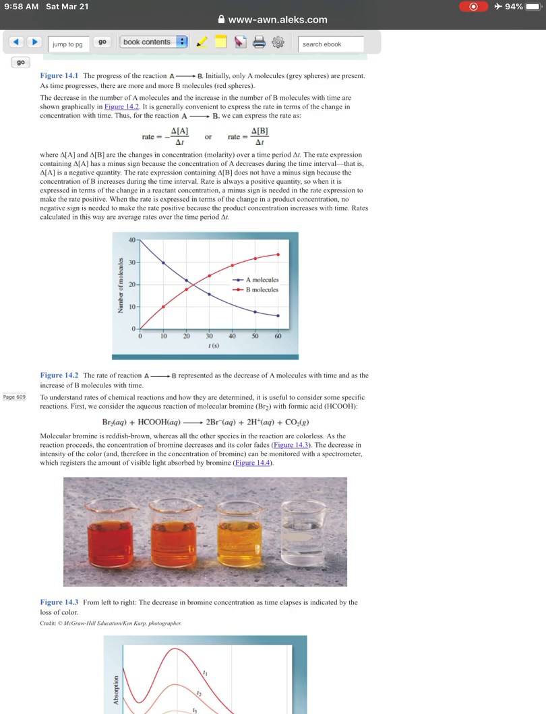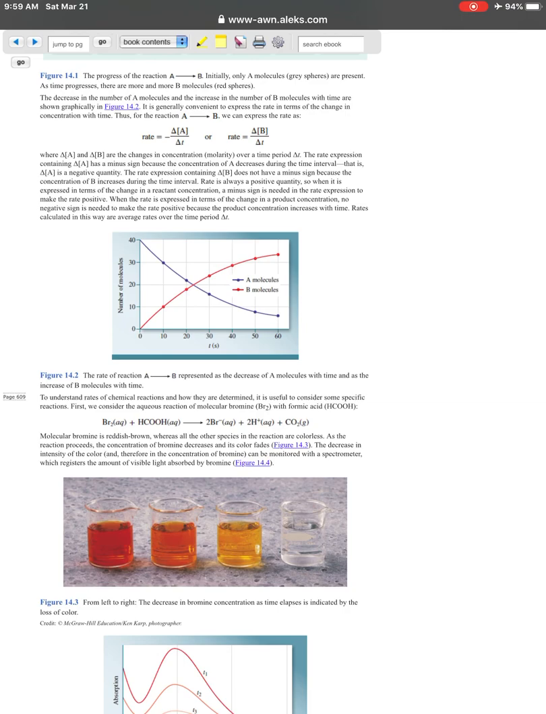Now notice in the text it says that we're really going to deal with concentration, not number of molecules, but concentration. So the graph isn't showing you concentrations. It's just showing you the number of molecules. But what we'll find is that if we were to plot concentration over time, the graphs would look the same. So they're just showing you the number of molecules. So figure 14.2 is really a continuation of figure 14.1.